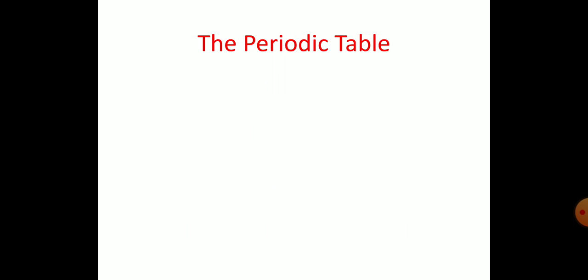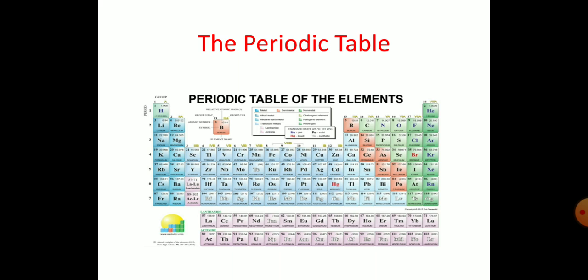Okay, dear students, first we have to see the periodic table. Already in the previous video I have shown you the picture. Again, let me show the picture of the periodic table. This is the picture of the periodic table given in your textbook. Is it clear? Yes.